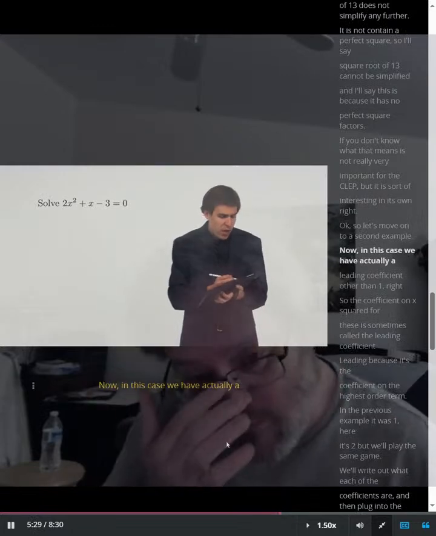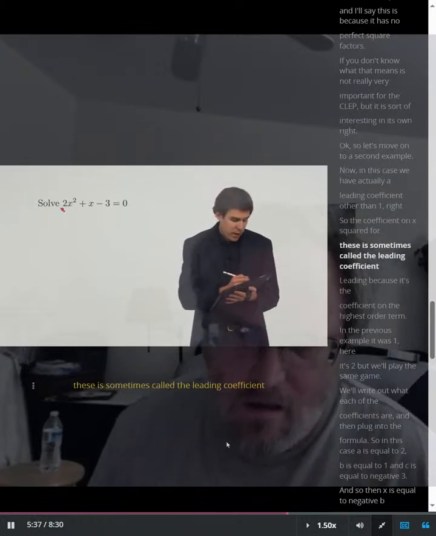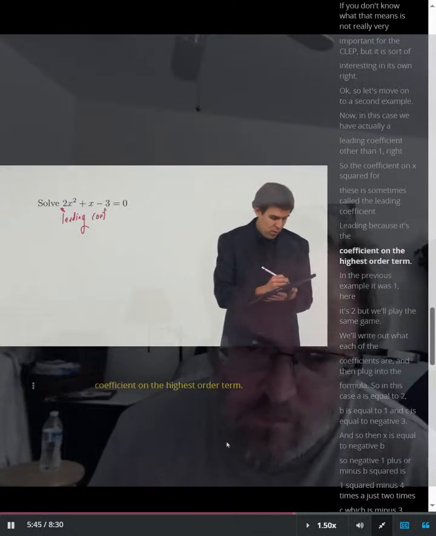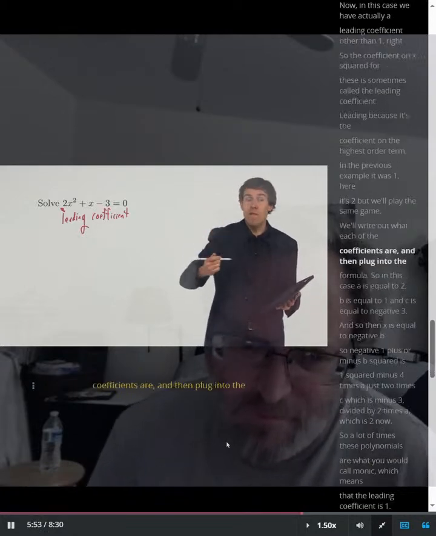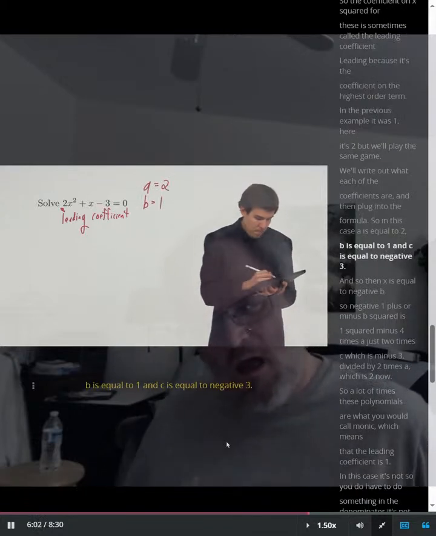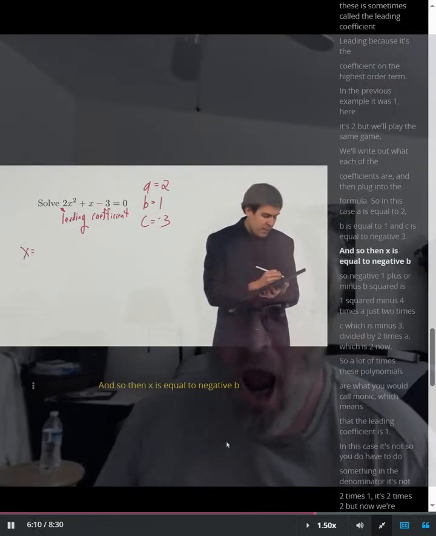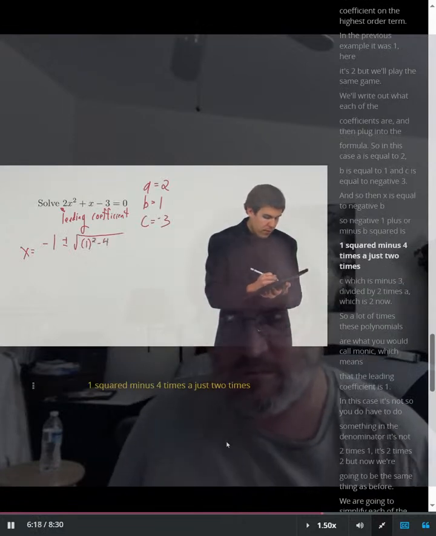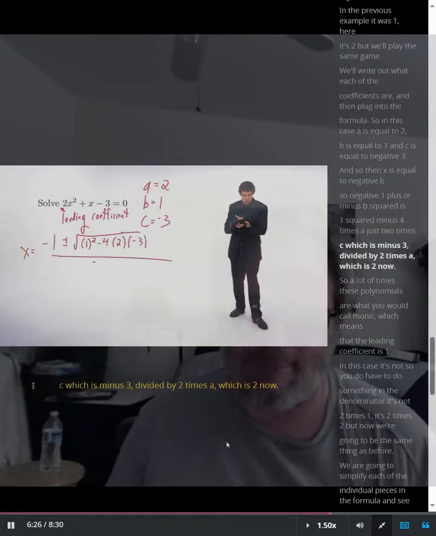Now in this case, we have actually a leading coefficient other than 1. The coefficient on x squared is sometimes called the leading coefficient, leading because it's the coefficient on the highest order term. In the previous example, it was 1. Here it's 2. But we'll play the same game. We'll write out what each of the coefficients are, and then we'll plug into the formula. So in this case, a is equal to 2, b is equal to 1, and c is equal to negative 3. Okay, so then x is equal to negative b, so negative 1, plus or minus the square root of b squared, which is 1 squared, minus 4 times a, which is 2, times c, which is minus 3, divided by 2 times a, which is 2 now.